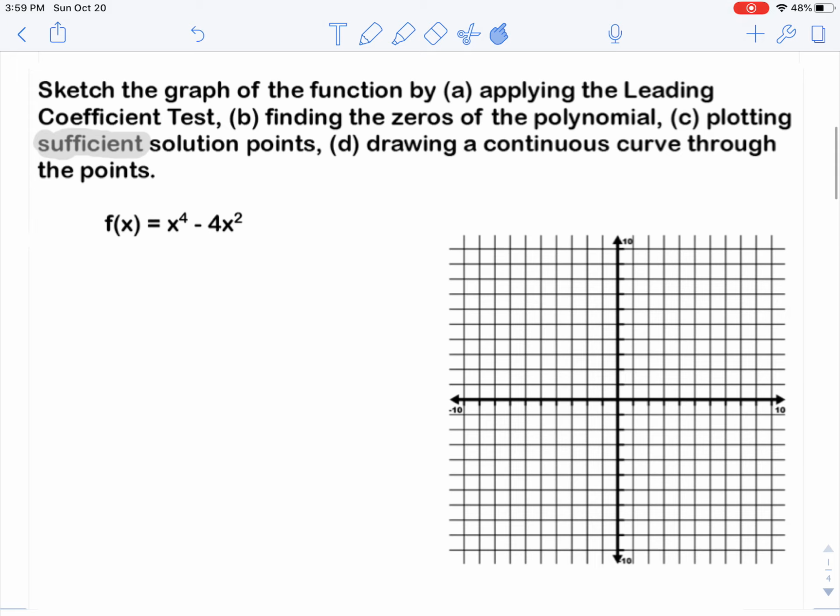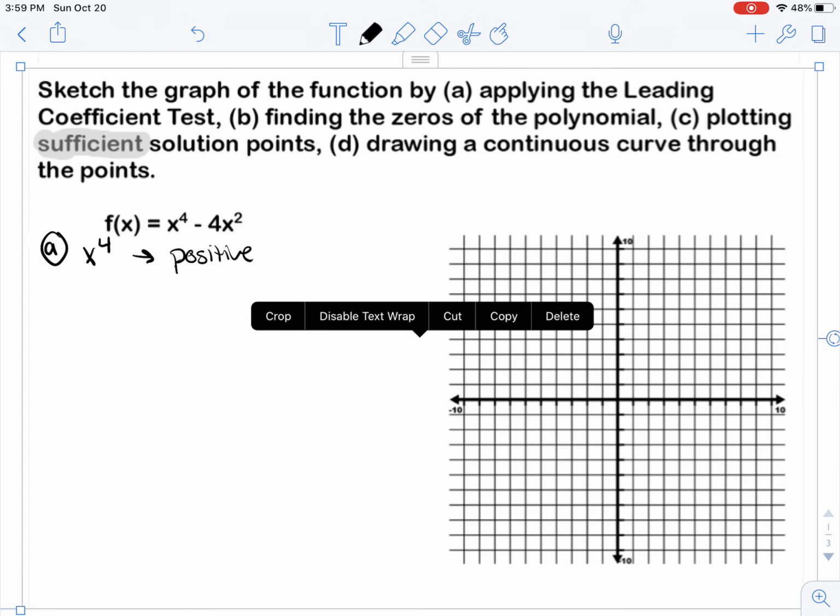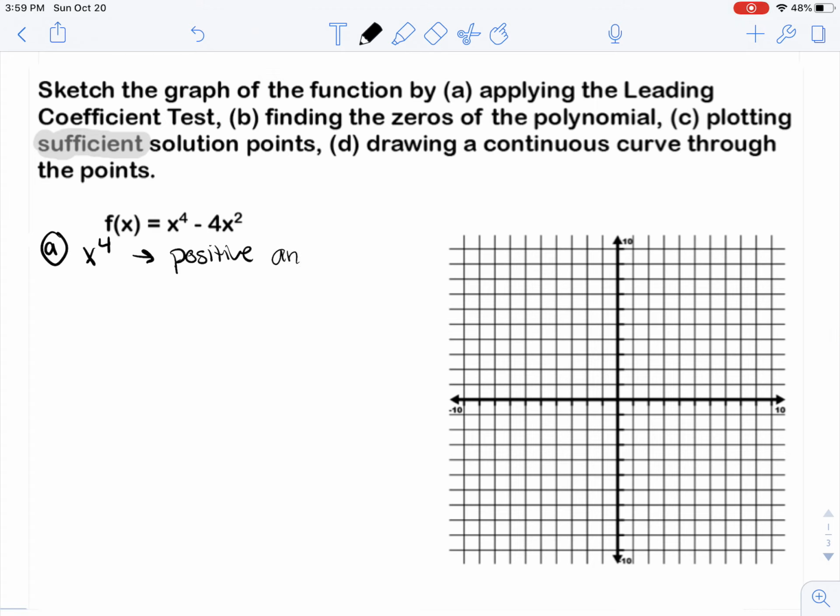All right, look at this one. It says sketch the graph of the function x to the 4th minus 4x squared. Okay. So step 1, what is my leading coefficient test? Well, it's x to the 4th, so that's positive and even. So what's that going to look like? So that's going to be your touchdown, where it rises to the left and to the right.